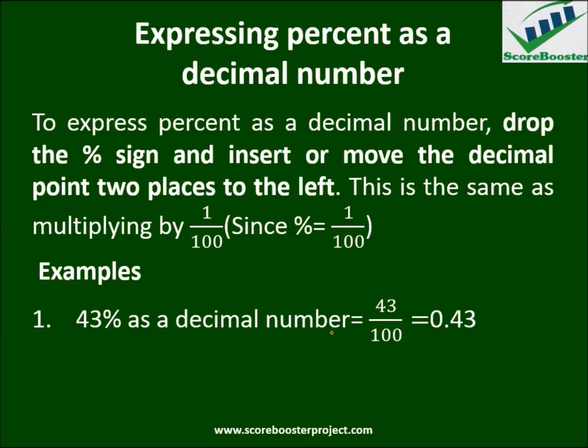43% as a decimal number is simply 43 over 100, since the percentage here is 1 over 100. So you simply move the decimal point of 43 2 places to the left. 43 here is simply 43.0, and when you move the decimal point, in the first place you have 4.3, and in the second you have 0.43. That's how we arrive at 0.43. You could use your calculator to check, and you arrive at 0.43.